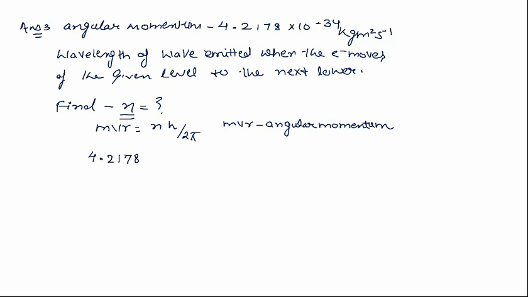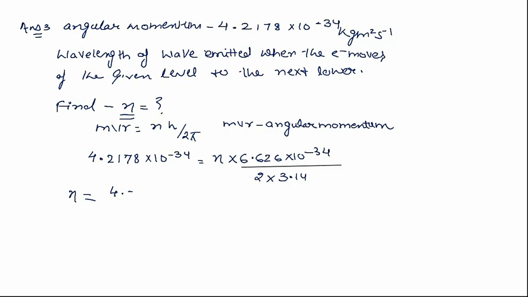Now what is its value? It is 4.2178 multiplied by 10 to the power minus 34. That is equal to n into, what is the value of h, students? h is Planck's constant, and that is equal to 6.626 into 10 to the power minus 34 joules second, and that has to be divided by 2 pi. So this would be 2 into, what is the value of pi? It is 3.14.